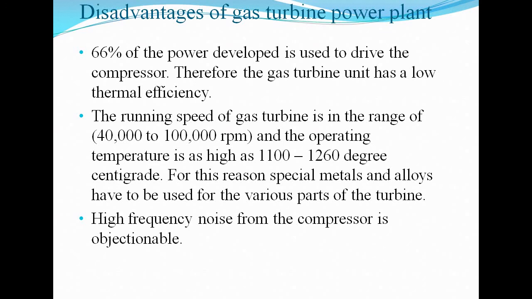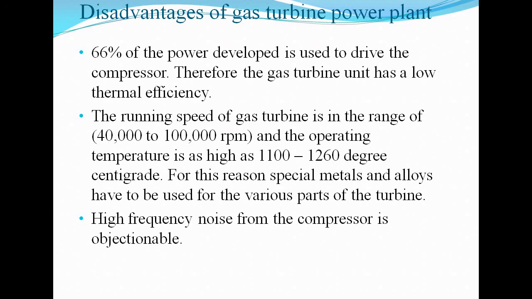So about the disadvantages. 66% of the power developed is used to drive the compressor. Therefore, the gas turbine unit has low thermal efficiency. Since the compressor and turbine are mounted on the same shaft and the turbine drives the compressor, hence larger power is required.